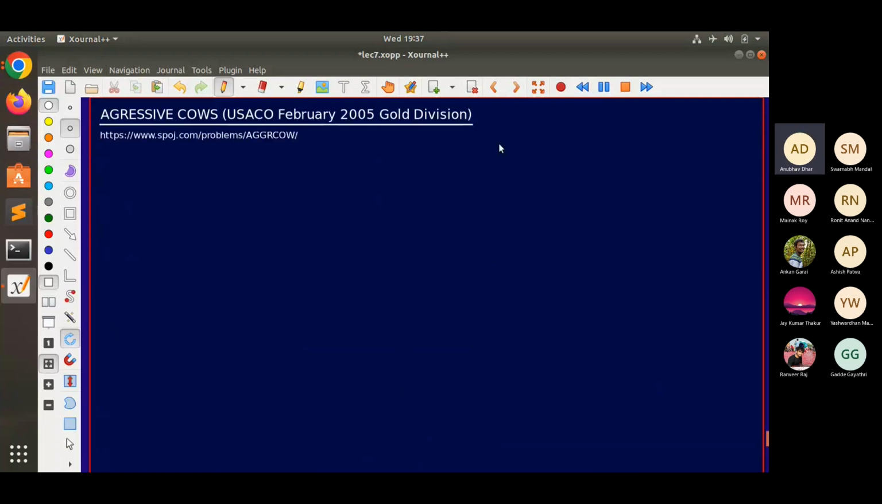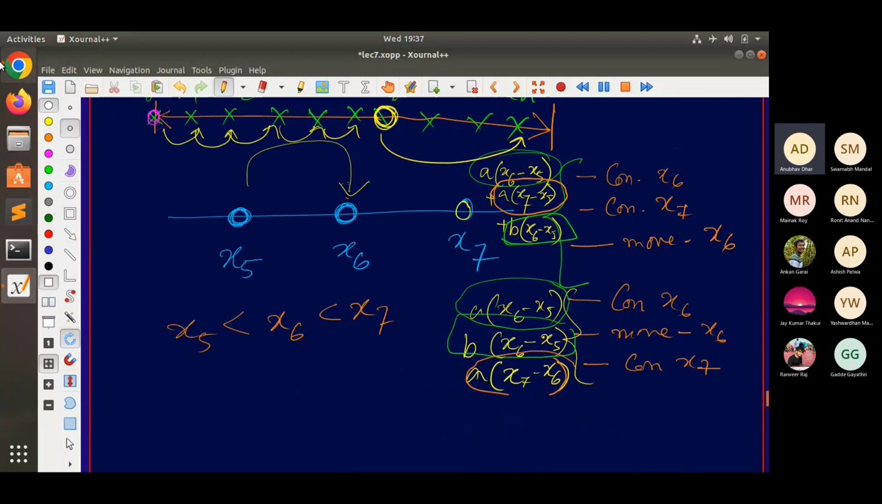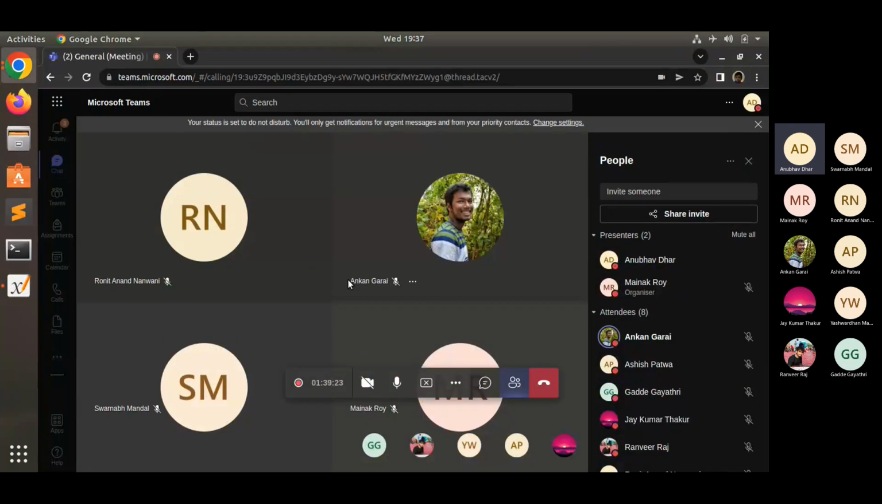I also wanted to talk about this problem, aggressive cows, which is basically a binary search problem with a greedy way of checking whether a value is valid or not. If you can open this problem and have a look at it, it would be great. But due to lack of time, we couldn't discuss it. You can even check it out. So now my main question is, if you want another greedy session, there can be another greedy session.